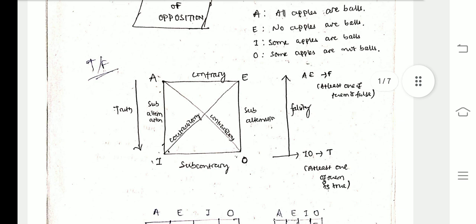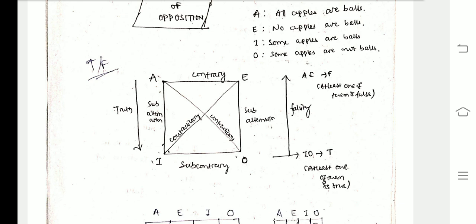From this table we see that A is contrary to E, I is subcontrary to O, and vice versa. O and I, E and A are contradictory to each other. A and I are related as subalternation. E and O are related as subalternation. Truth value goes down and false value goes up.